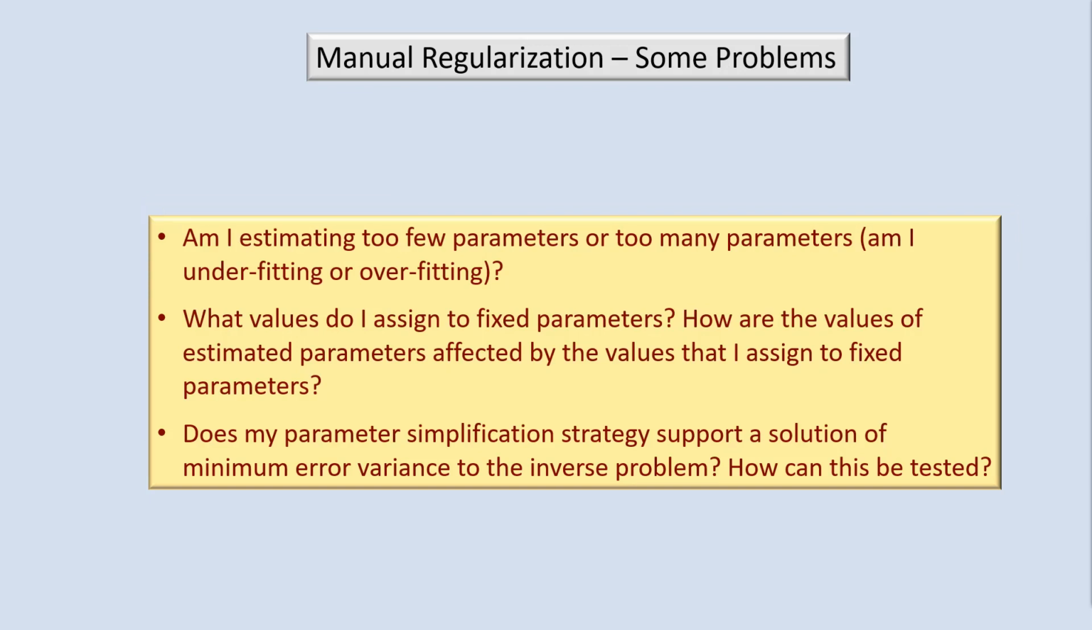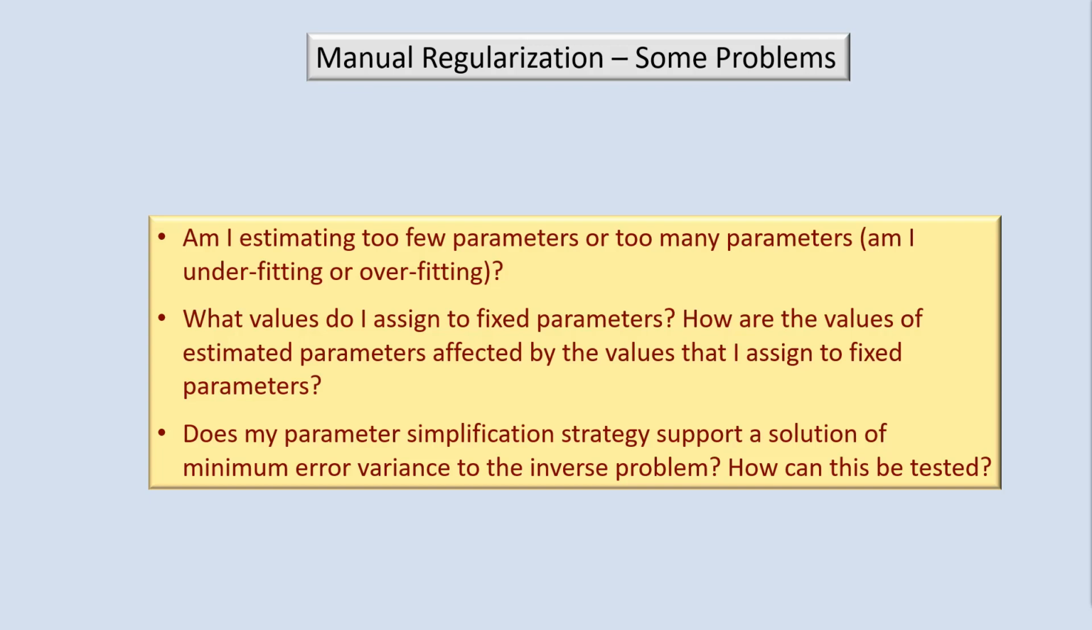As we'll talk about in other videos, one of the benefits of numerical and mathematical regularization is that not only does it lower the number of subjective decisions we have to make, but it does provide, if we do it properly, some guarantee that when we solve the inverse problem, we achieve a minimum error variance solution to that inverse problem. It's very difficult to provide that assurance if we are undertaking regularization through manual means. We have many decisions to make and we can't be sure that we're making those decisions the best way.